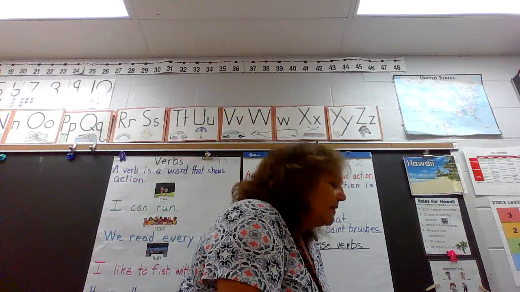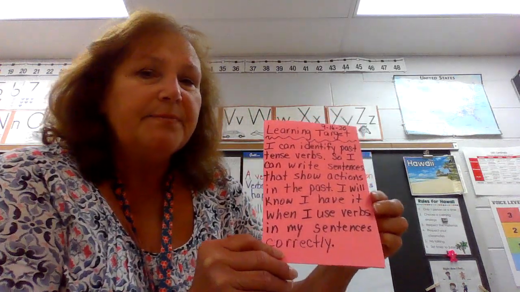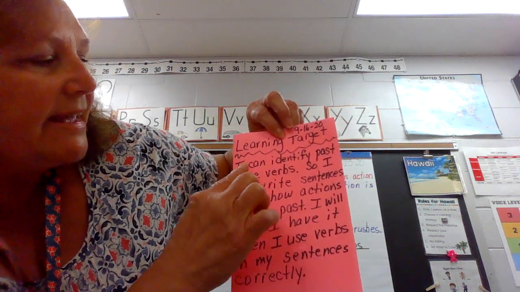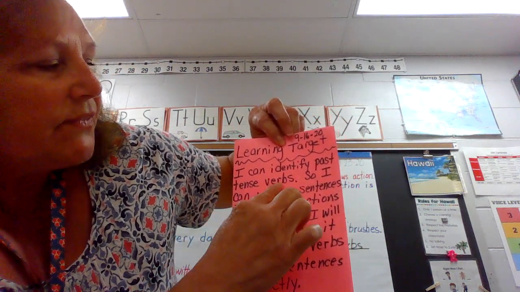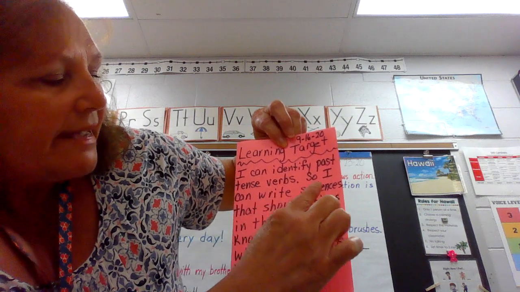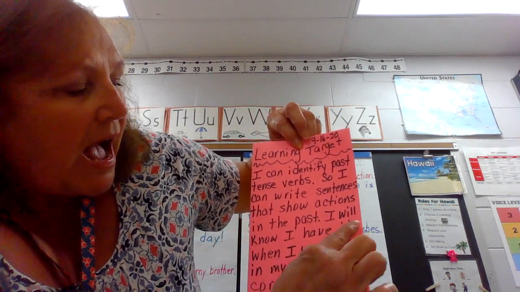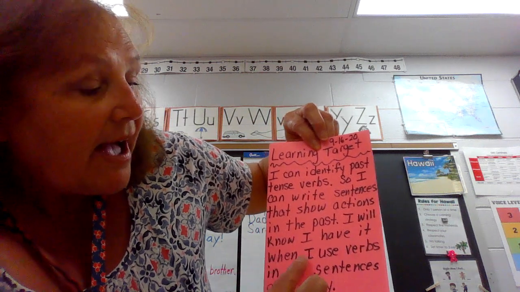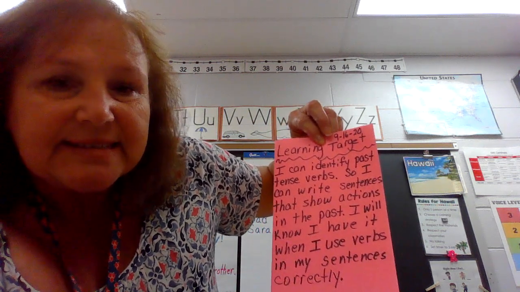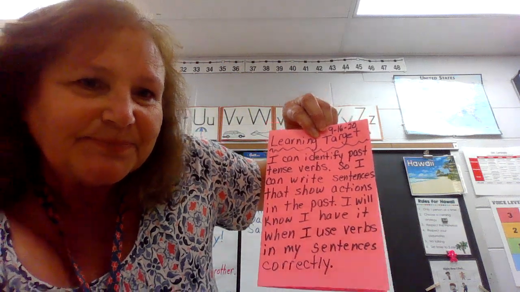Well, today our focus will be on identifying verbs that happen in the past. It's an action that's already happened. Let's look at our learning target. I can identify past tense verbs so I can write sentences that show actions in the past. I will know I have it when I use verbs in my sentences correctly.